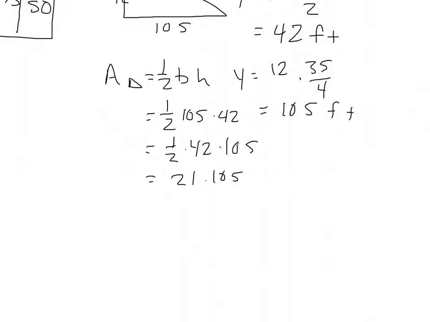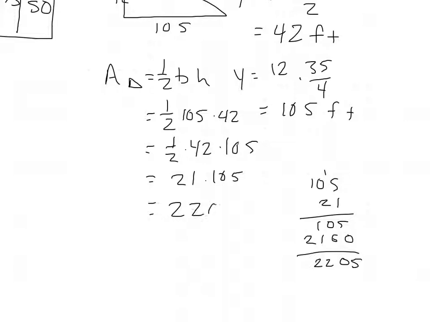So now all I have to do is 105 times 21. 5 times 1 is 5, 0 times 1 is 0, 1 times 1 is 1, then 5 times 2 is 10, 0, carry the 1 is 1, 2, which gives 2,205 square feet.